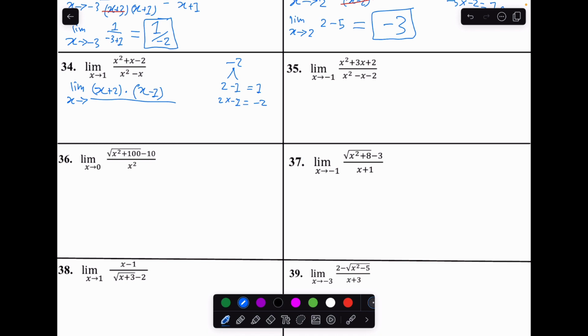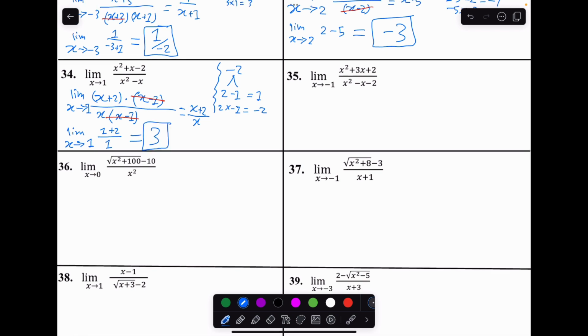Over x squared minus x. When we take x as a common factor, we will have x multiplied by x minus 1. We can cancel these together. It's equal to x plus 2 over x. Limit when x is approaching 1, 1 plus 2 over 1 is equal to 3. In question 35, we need to simplify the numerator and denominator.